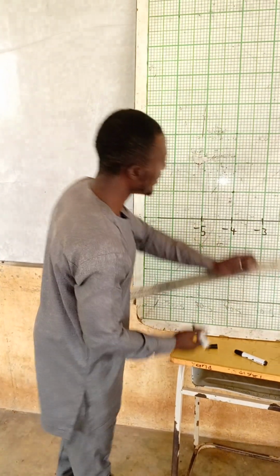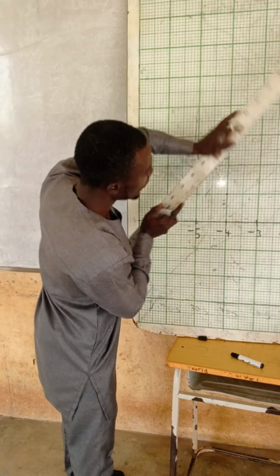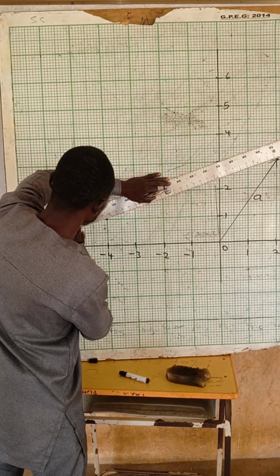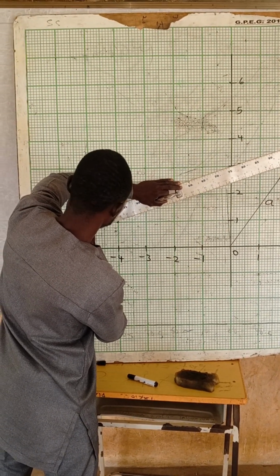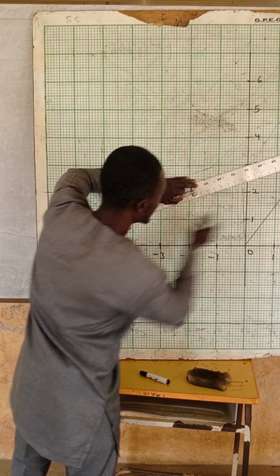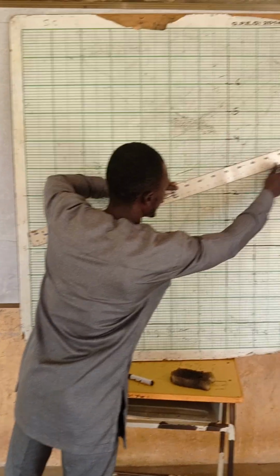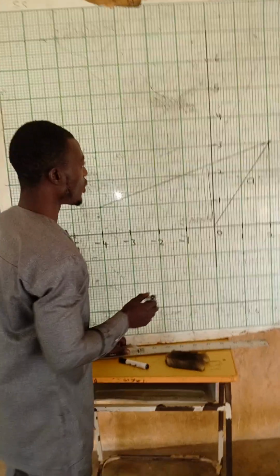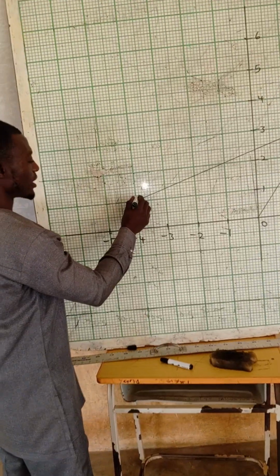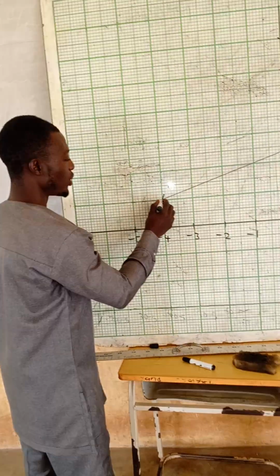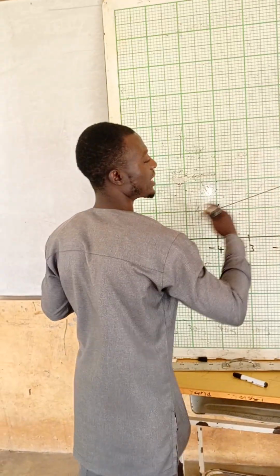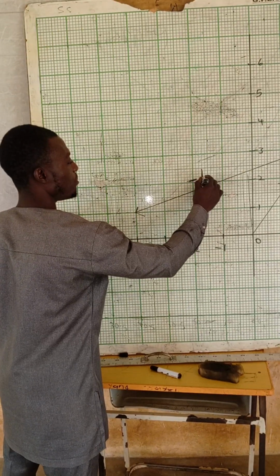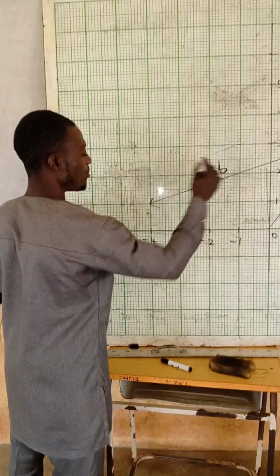Then we now join this point to the end of vector A. Good. Then we show our arrow. This is the movement, the direction. We show the arrow. So this vector represents minus D. That is minus vector D.